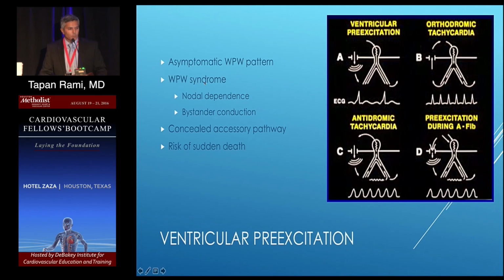If they have WPW syndrome, that means that not only do they have pre-excitation, but they also have symptoms. They can be palpitations, they can be syncope, and there's a couple of different mechanisms here. You can have orthodromic AV reentrant tachycardia. That means that the signal goes down the AV node and then back up the pathway. So that's going to be a narrow complex.